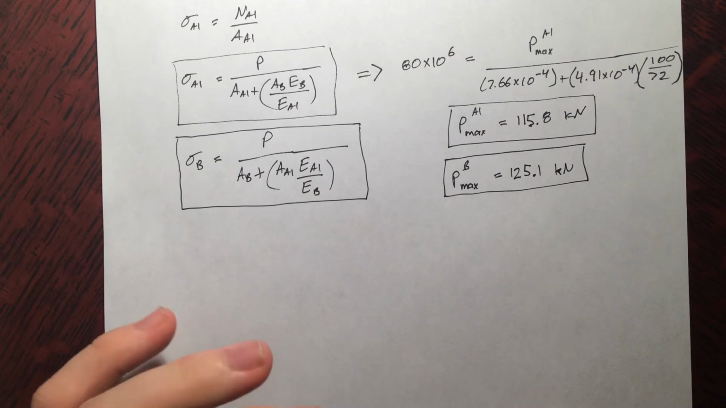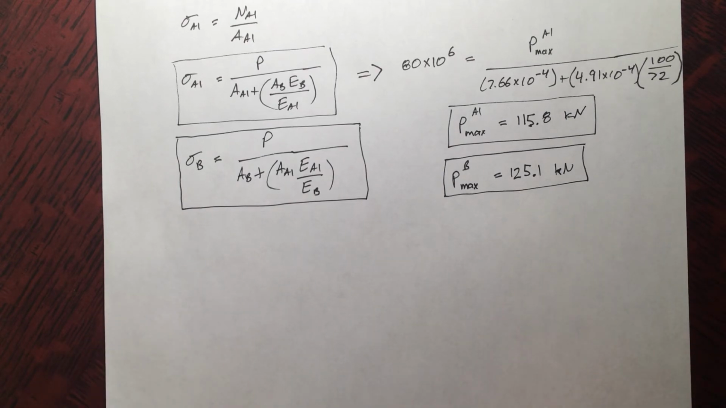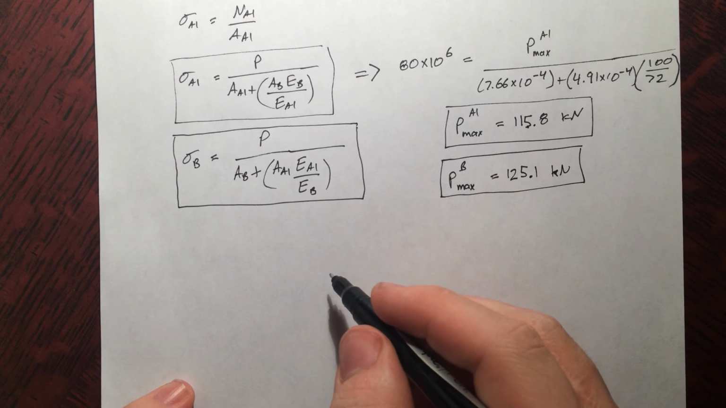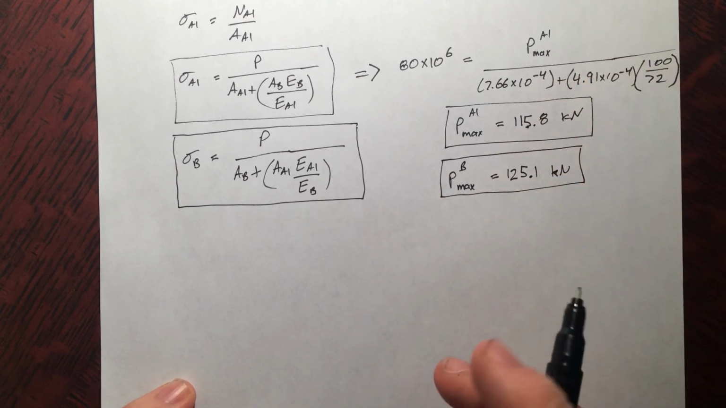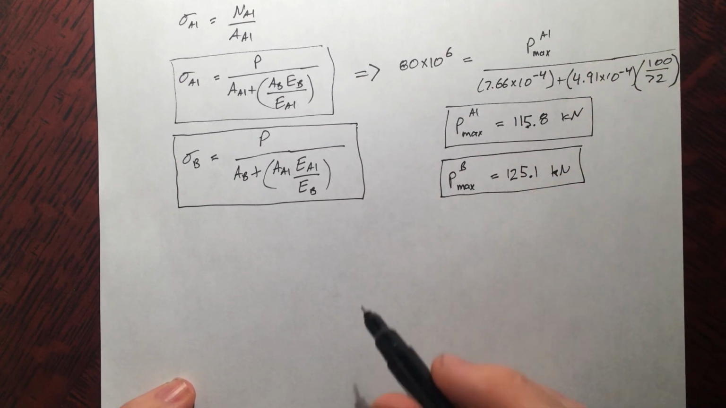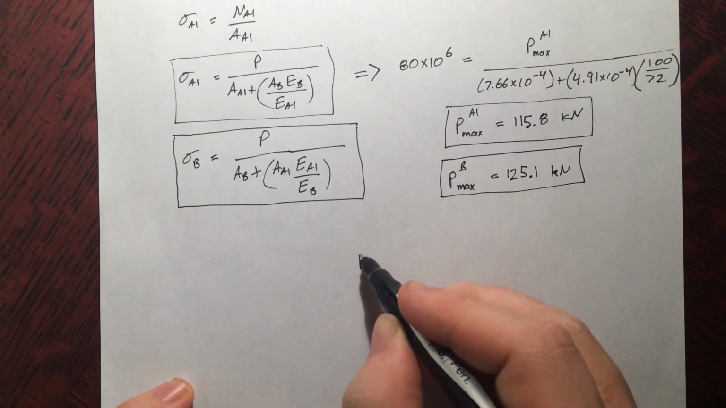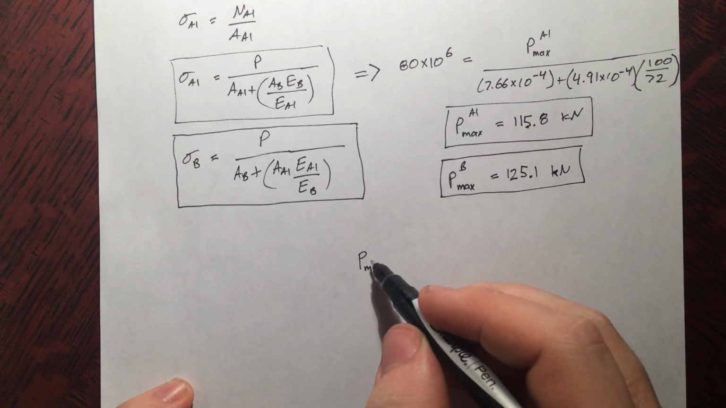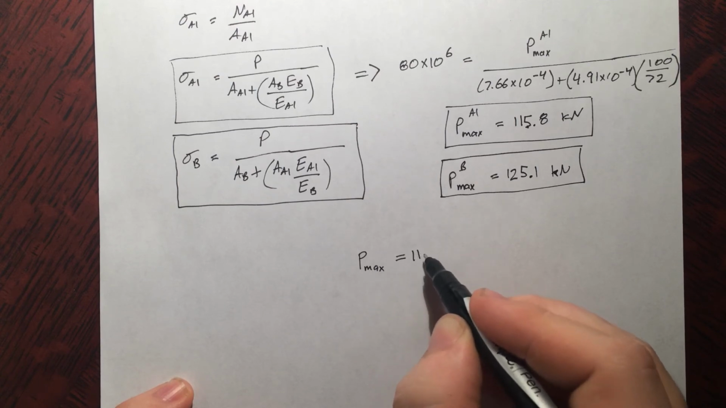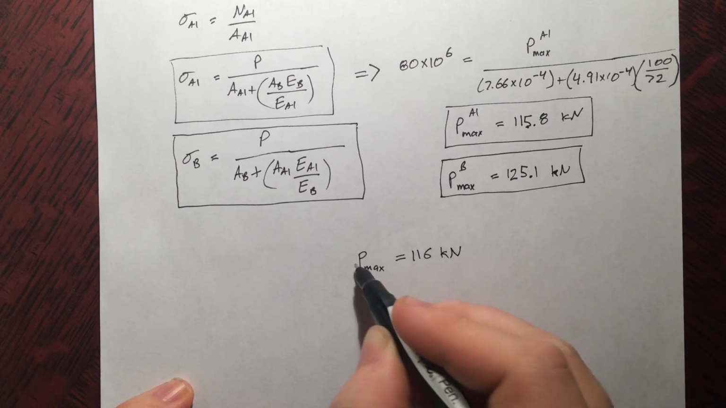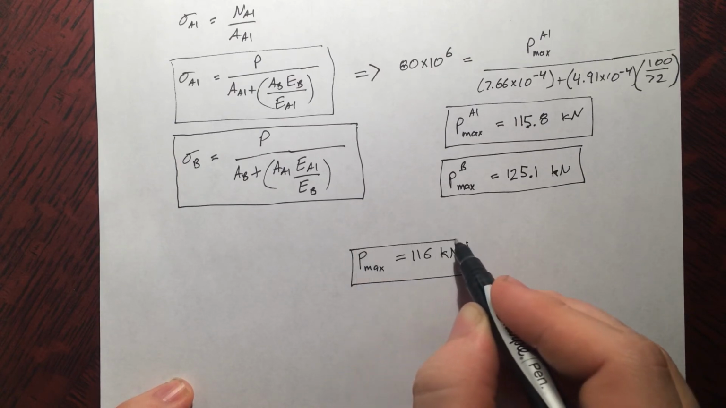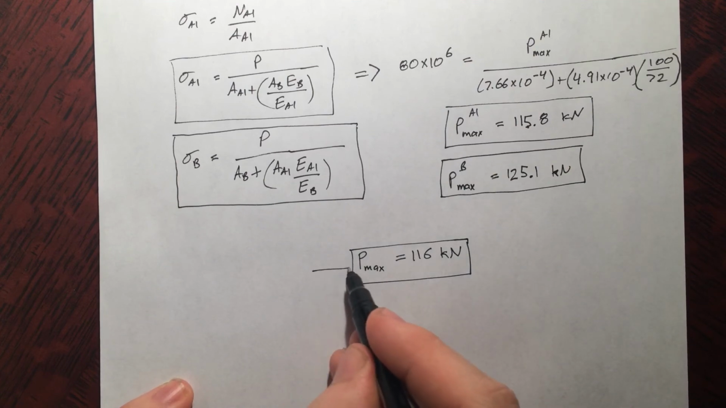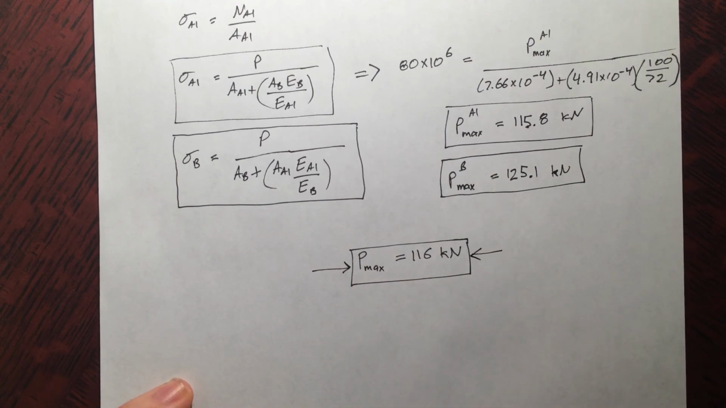I try to imagine this bar being compressed, bang, there goes the brass. That's going to be the maximum value. Always think about the situation to find out which one of these you actually want. Don't go through the whole work of finding these two answers and then just pick the wrong one because you didn't think about it. I've done that myself. So Pmax is going to be the smallest one, and round it off, 116 kilonewtons. So the largest load you can apply to this sort of cylindrical compression is 116 kilonewtons.